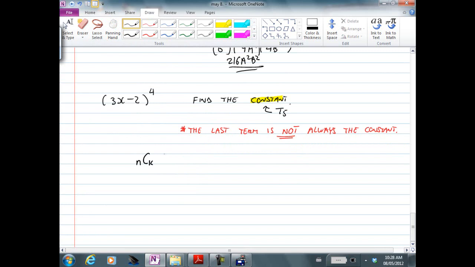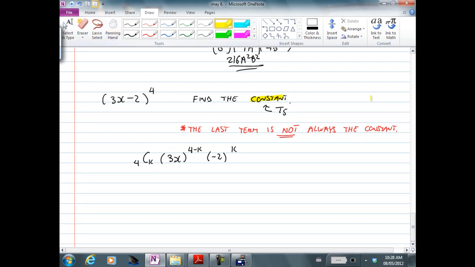I know my a value is 3x. I should know what n is also. n is 4. So 4 minus k, times negative 2 to the power of k. I'm going to imagine I don't know what the constant term is. This is the proper method you should be doing, because the questions will get a lot more challenging and they require this method.